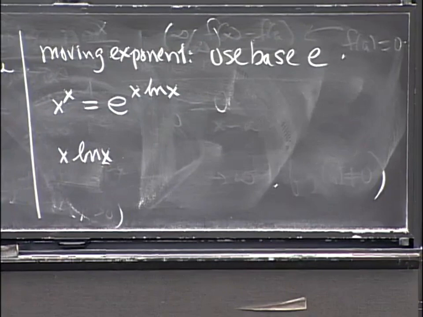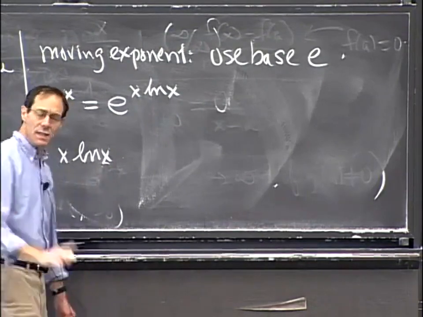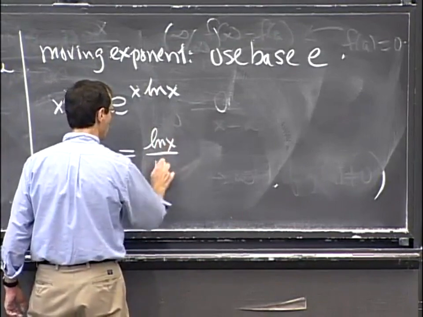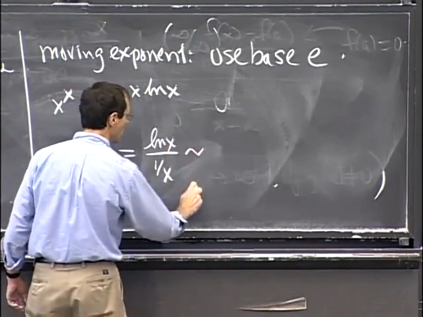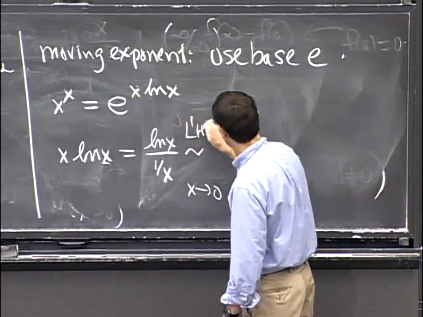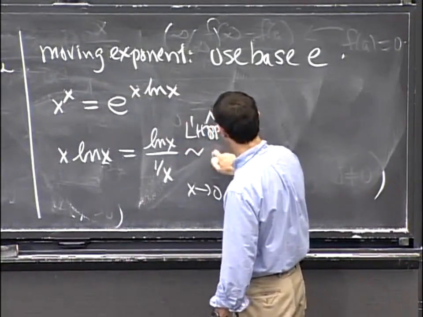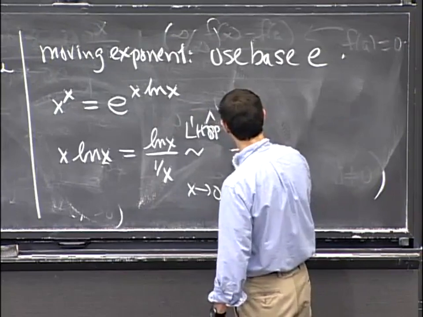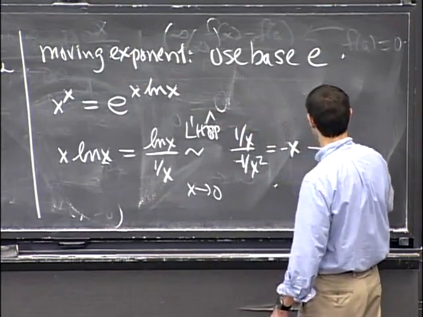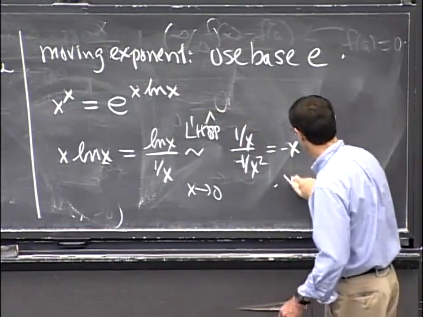All right? So remember, we already did this, but I'm going to do it once more for you. This is log x over 1 over x. And that's equivalent, as x goes to 0, using L'Hopital's rule, to 1 over x over minus 1 over x squared, which is minus x, which goes to 0 as x goes to 0.